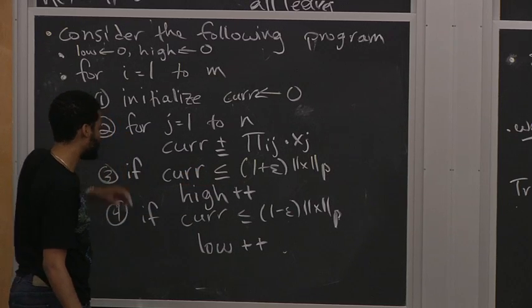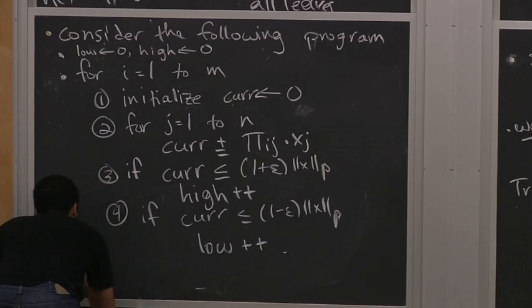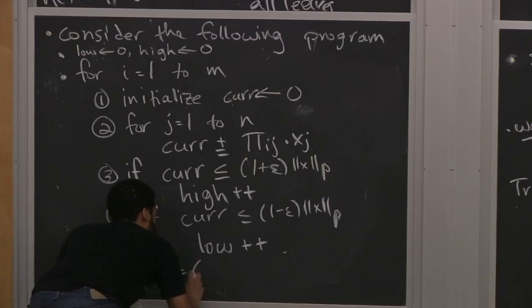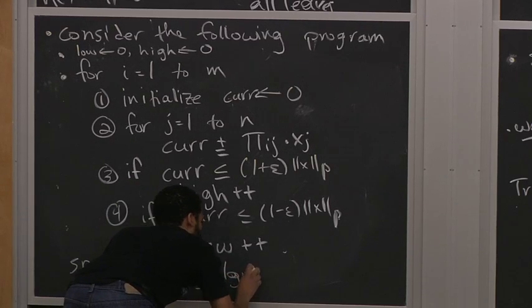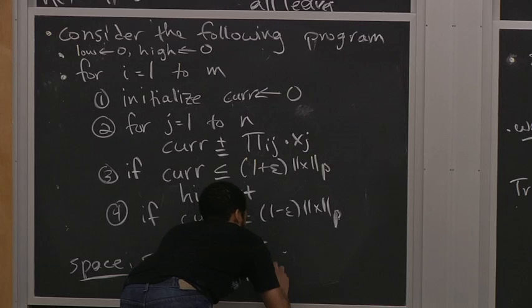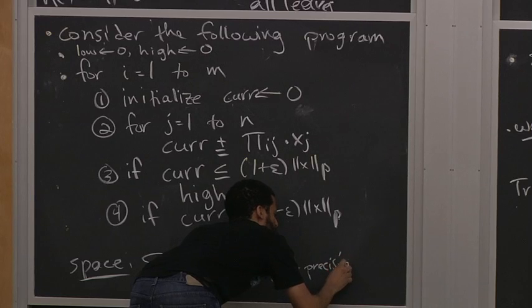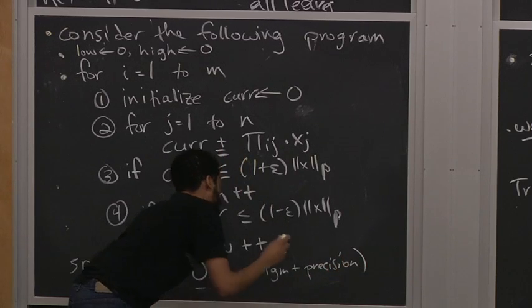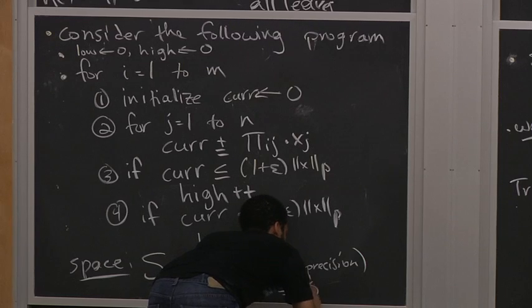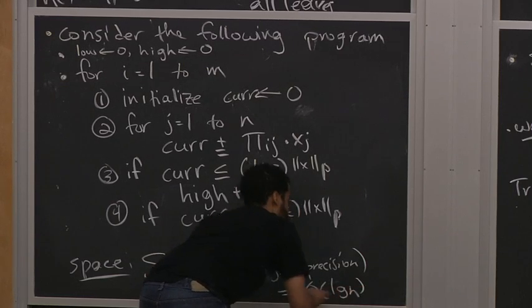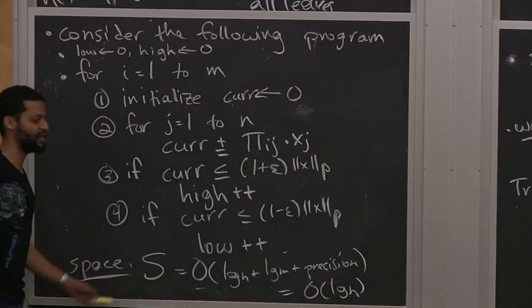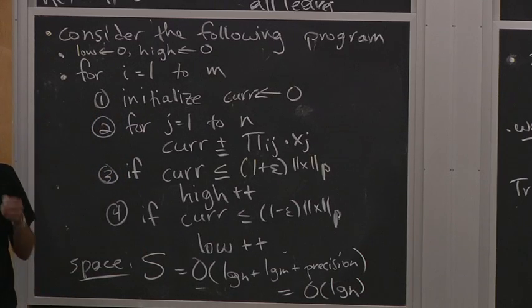So in total, the space here is S, which is O of log n plus log m plus the precision. And I promise you that the precision you need is bounded so that this whole thing is like O of log n. M is less than n, so log m is less than log n. So this is a space-bounded algorithm.